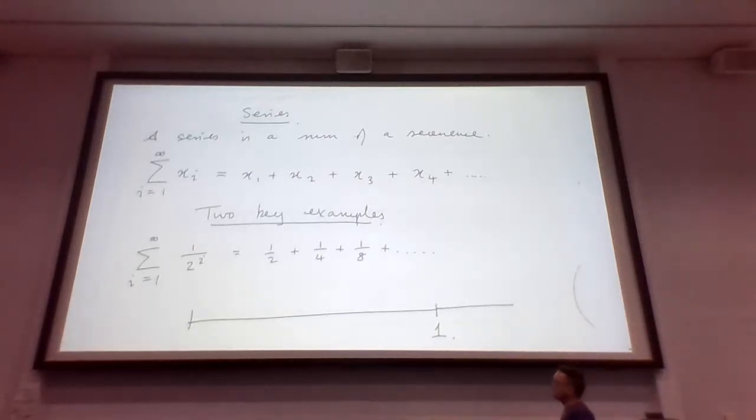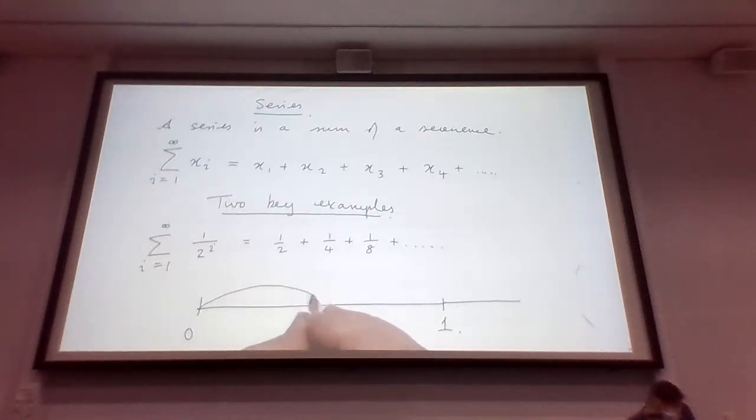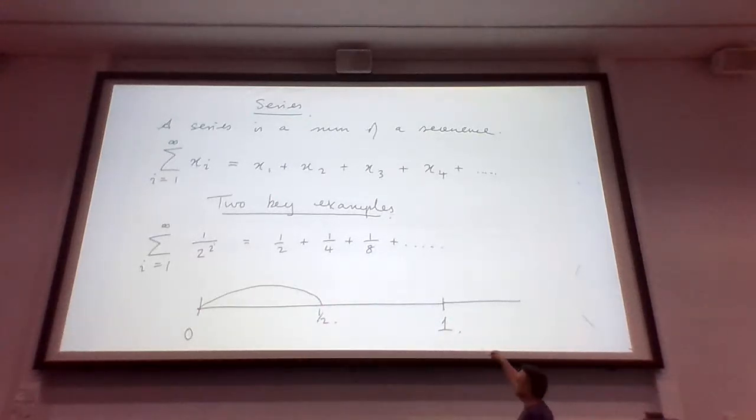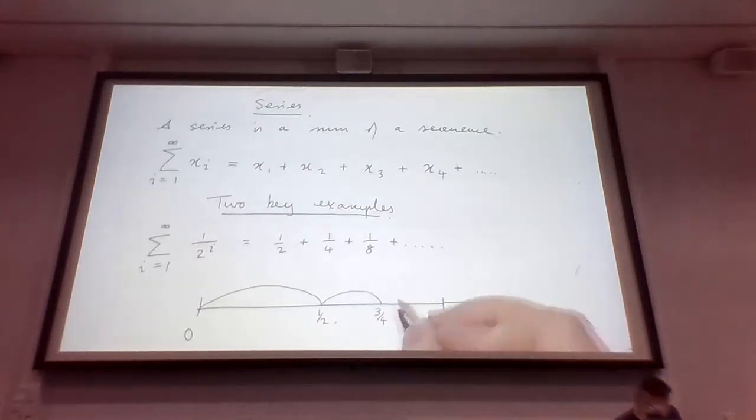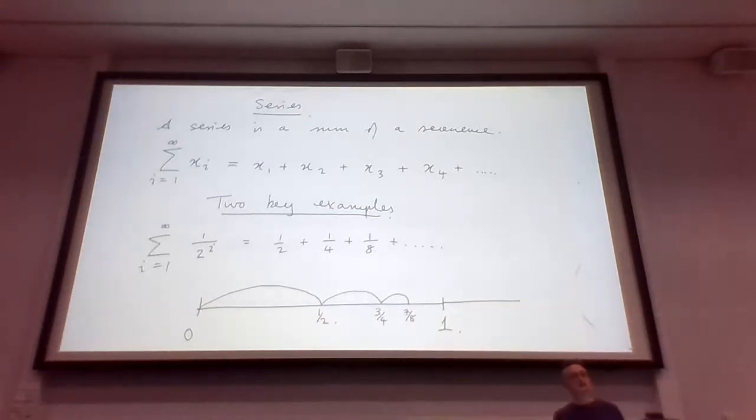It's easy to visualize and imagine a model of what's happening with this series. You can think of this series as tracking the position of something making steps along the number line. So first you take a step of distance 1/2, then you take a step of distance 1/4, which brings you to 3/4. Then you take a step of distance 1/8, which will take you to 7/8. Then you take a step of distance 1/16, which will take you here, and so on and so forth.